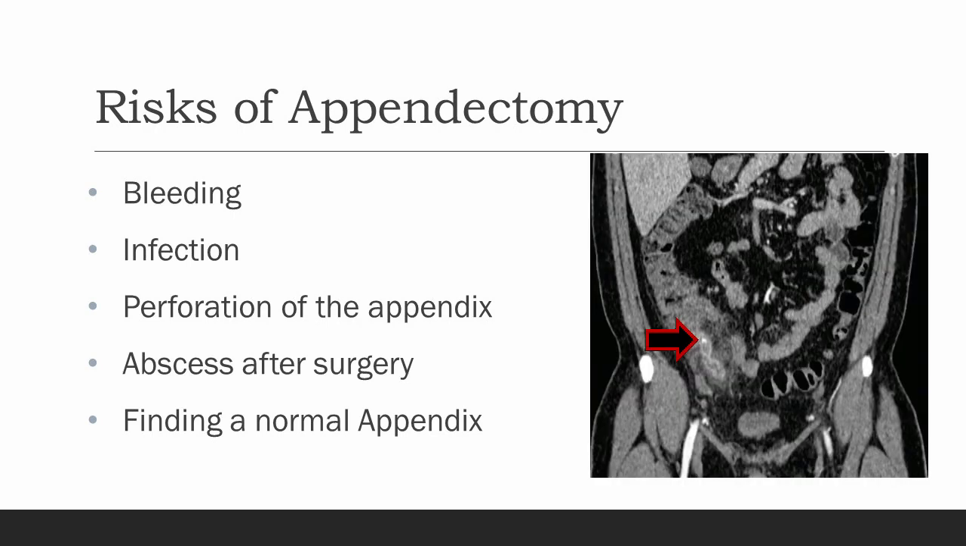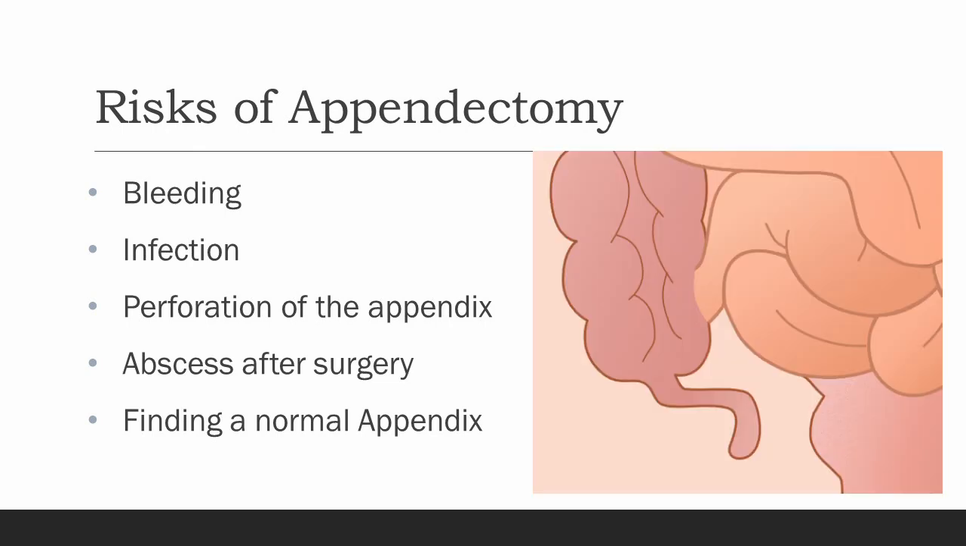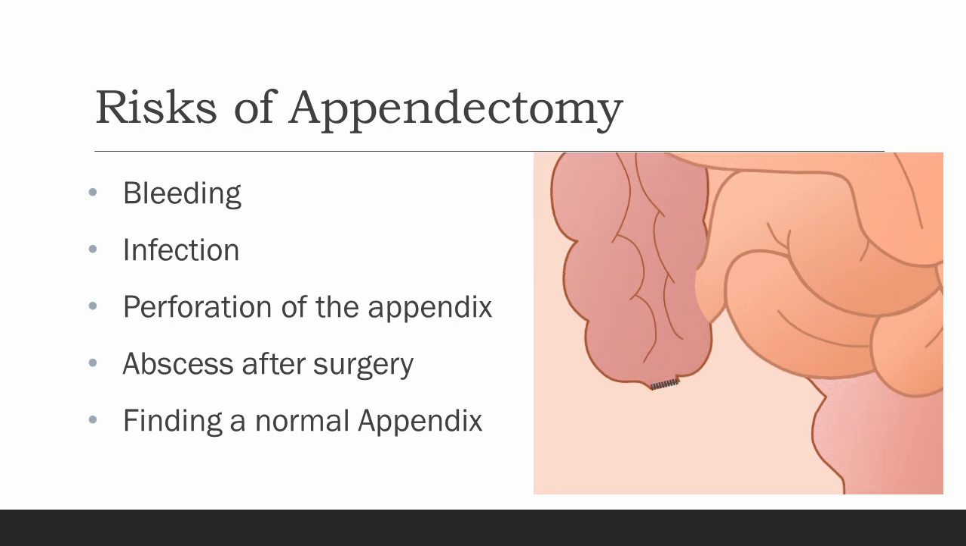CT scan tends to be a very good test for detecting appendicitis, but in rare cases we may enter the abdomen only to find a normal-appearing appendix. If this is the case, we will most often remove the appendix anyway, so that appendicitis can be ruled out during any further workup for the cause of your abdominal pain.